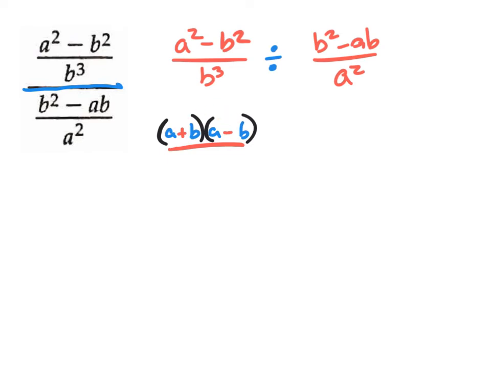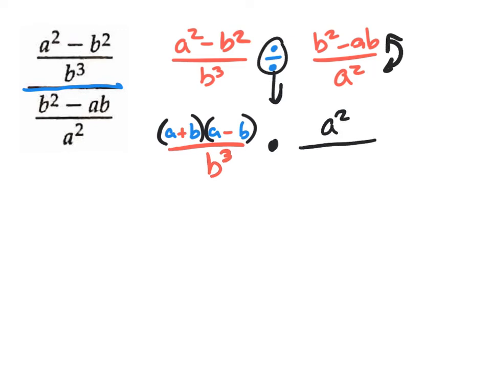Now the b over 3, there's nothing I could really do about that. Let me just bring it down. You can't really factor it. The division, I'm going to change it to multiplication, which means I have to flip the second fraction. So this second fraction is going to have an a squared up on top, and on the bottom I will have the b squared minus ab.